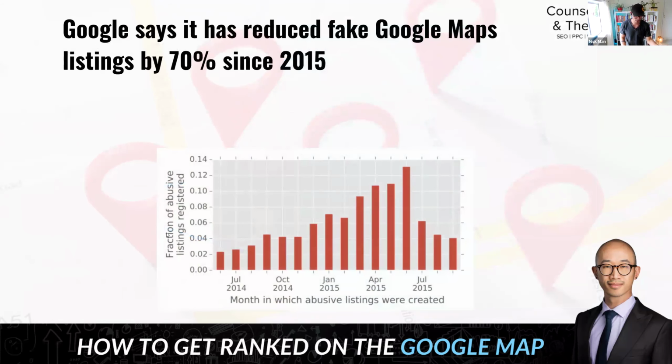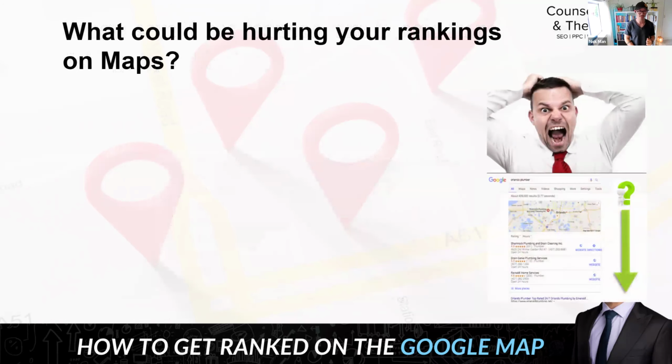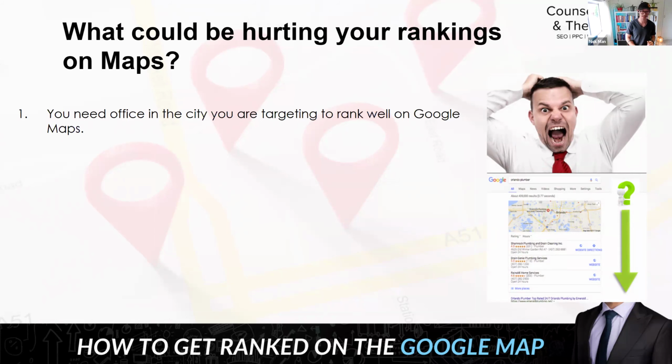And with that being said, Google says it has reduced fake Google Map listings by about 70%, spammy listings or people who are trying to just game the system. They've reduced it drastically since 2015, about 70%. And so there's a lot of things that they put into place, and something that maybe worked a while back could be hurting your rankings right now.